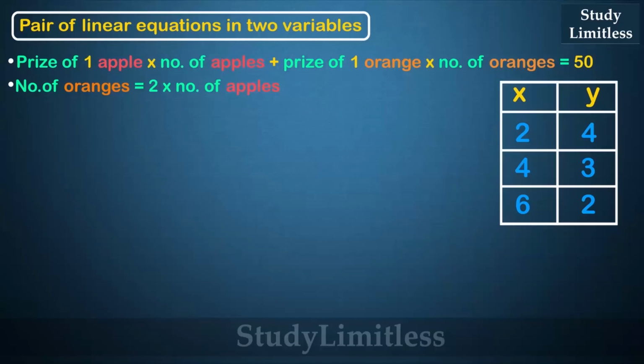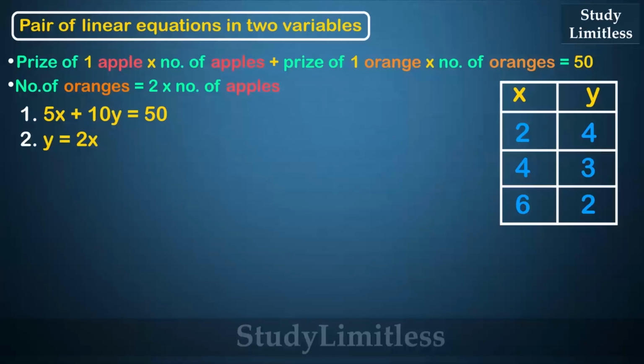Now here we have two equations that we have formed. The first equation is 5x plus 10y is equal to 50, and the second equation is y is equal to 2x, and both the equations are in two variables, that is x comma y. This is what is called a pair of linear equations in two variables. We could see that here we have two variables as well as two equations, so there are two unknowns to solve in these equations. In this chapter, we will only learn about this kind of equations.